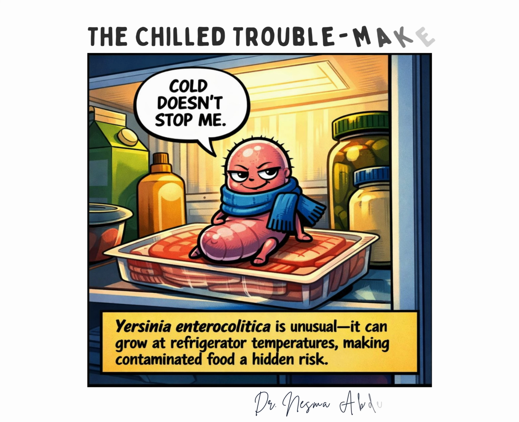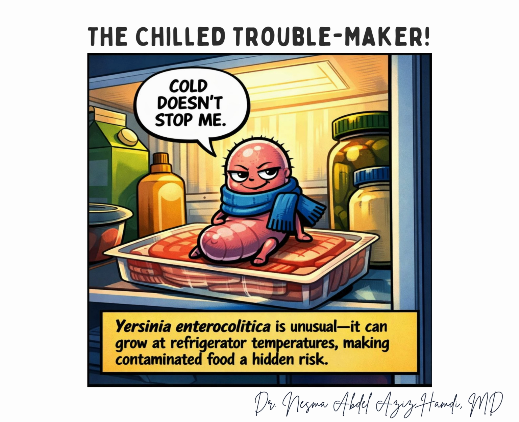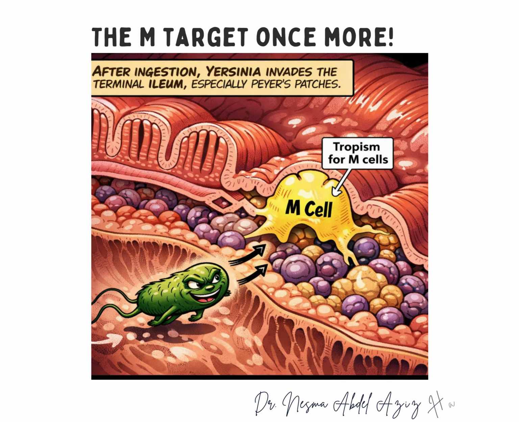Yersinia enterocolitica has a unique ability to grow at low temperatures, including refrigerator temperatures. Unlike most enteric pathogens, it can multiply in refrigerated food, particularly contaminated pork products, milk, and water. This psychrotrophic property explains why Yersinia infections can occur even when food has been properly refrigerated, making contaminated food a hidden source of infection. After ingestion, Yersinia enterocolitica targets the terminal ileum, with a particular tropism for Peyer's patches.